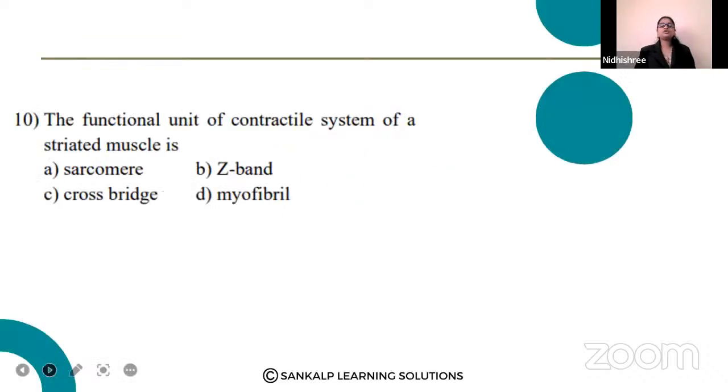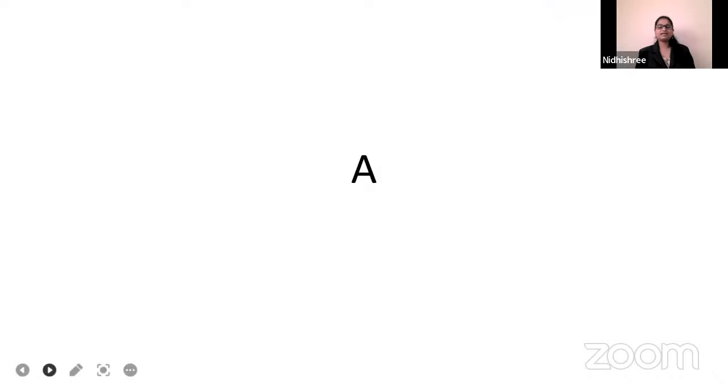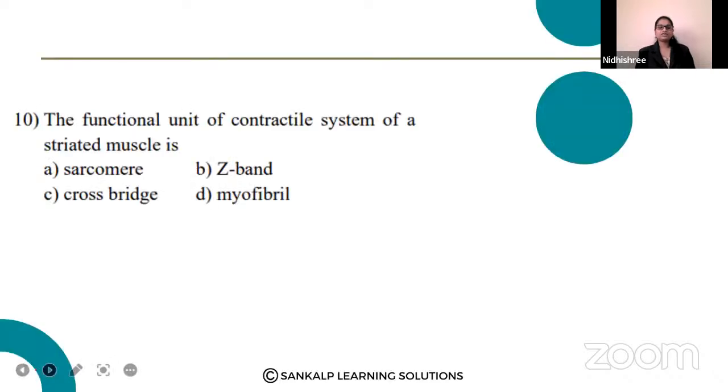Then the functional unit of the contractile system of a striated muscle is: option A, sarcomere; option B, Z-band; option C, cross bridge; option D, myofibrin. Most of you voted for option A. Let us check the answer. So the right answer is option A, that is sarcomere. Next question.